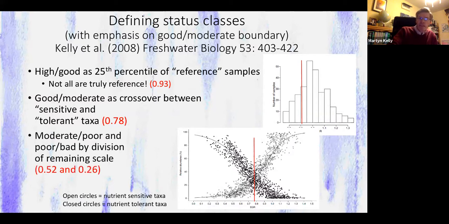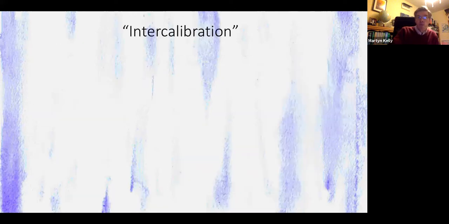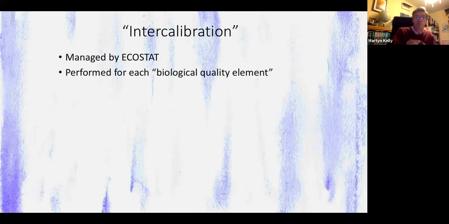And then the scale below that, the 2 divisions below that, less important from regulatory purposes, we set by dividing the remaining scale. And then I'll come on to this topic of intercalibration, because it's something that's happened in Europe, and it's clear from our discussions, nothing like it has happened, at least not on the same scale in the US. It was managed by Ecostat, and it's performed separately for each biological quality element. And it happened in 2 stages.